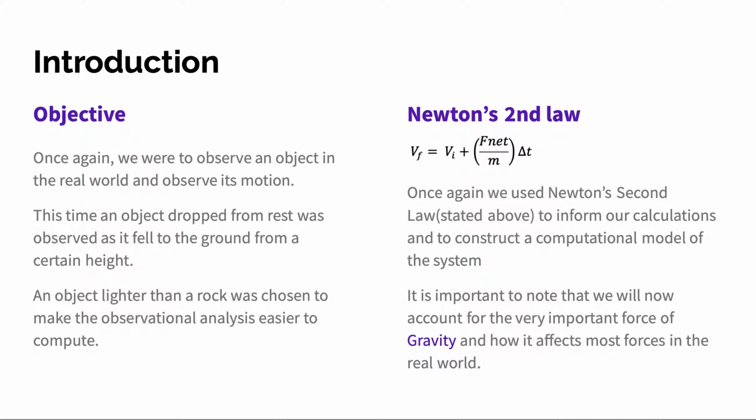This time we dropped an object from rest and observed it as it fell to the ground from a certain height. An object lighter than a rock was chosen to make the observation analysis easier to compute. Once again, we used Newton's second law to inform our calculations and to construct a computational model for the system. It is important to note that we will now account for the very important force of gravity and how it affects most forces in the real world.